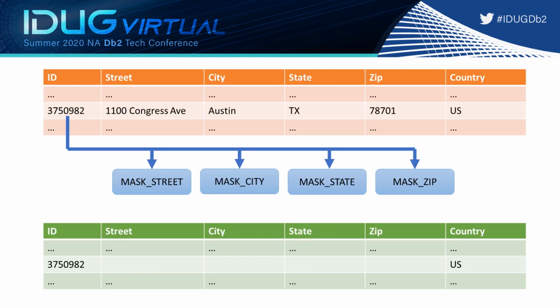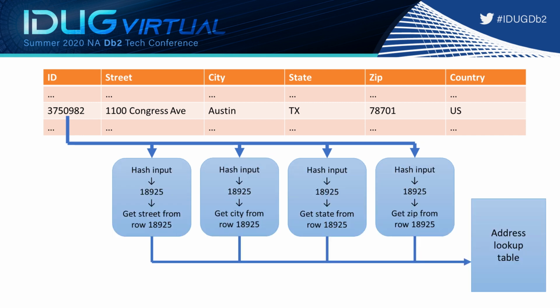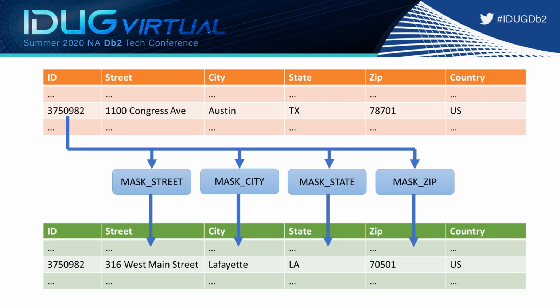So to keep things simple in our little example here, we are going to use the ID column. We feed it into all 4 masking functions. Now with the same seed value, all 4 masking functions get the same intermediate result when they calculate the hash value. For example, it could be 18,925. So all 4 functions would look at row 18,925 of the lookup table and grab the street, city, zip code, and state from the same row, which is good because we know that every row contains a valid address.